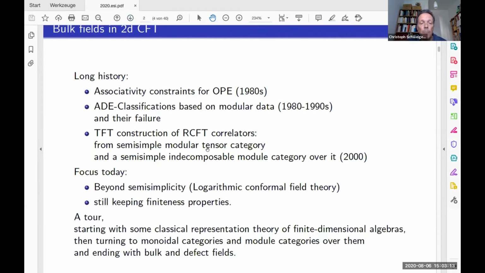So what is my plan for today? I want to take you on a big tour, and I will start in a field of pure mathematics. I will talk about some things in classical representation theory of finite dimensional algebras, and you don't lose anything imagining finite dimensional algebras over the field of complex numbers. And there will be nothing like Hopf algebras or categories with a tensor product like fusion categories or their non-semi-simple cousins. Only in the next part, I will go to monoidal categories and module categories over them and develop tools which in the end will give me a very compact description of bulk fields in two-dimensional conformal field theories beyond the semi-simple case, beyond rational CFTs, if you incorporate the word semi-simple in the word rational.